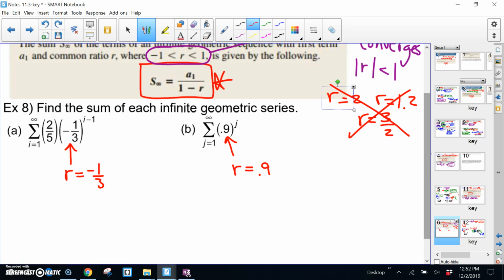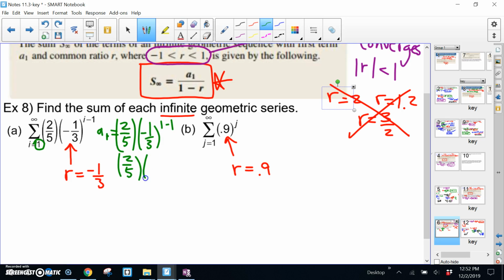So we can find the infinite sum using this formula, but we still need to know A1. And A1 is what you would get when you plug in this number right here. So think about it. If you plugged in that number, you're going to have 2/5 times -1/3 to the 1 minus 1. Well, 1 minus 1 is 0, so you're going to have 2/5 times a fraction to the 0 power. But that's going to just cancel out and give you 2/5. So A1 equals 2/5. Great.